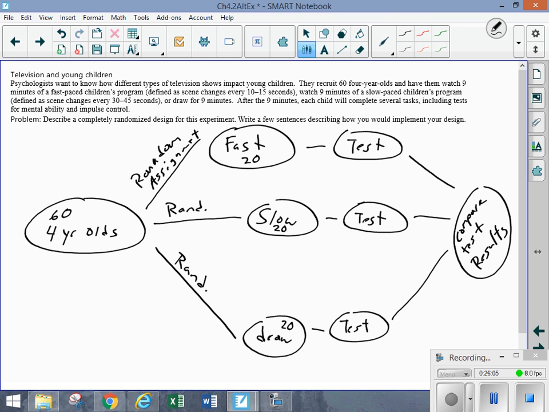I believe drawing is our control. Not watching anything at all. Oh, no, they get to just draw, so they're not going to watch any TV at all. Because what are we trying to do? We're trying to find out how different types of television shows impact children. So we want to compare it to this control, so we can see that it's actually the television shows that we're measuring, and that there's not something else going on. All right.